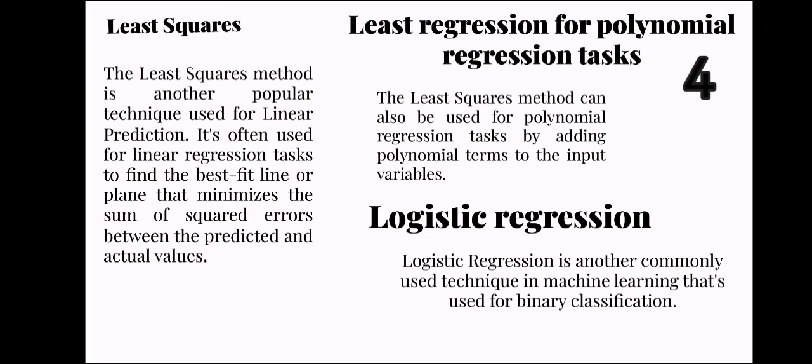After that, we have least squares regression for polynomial regression tasks. For some tasks we have to find polynomial regressions, and it's used for adding polynomial terms to the input variables. Then we have logistic regression. Logistic regression is another commonly used technique in machine learning that is used for binary classification. We know binary classification is mostly used in machine learning.